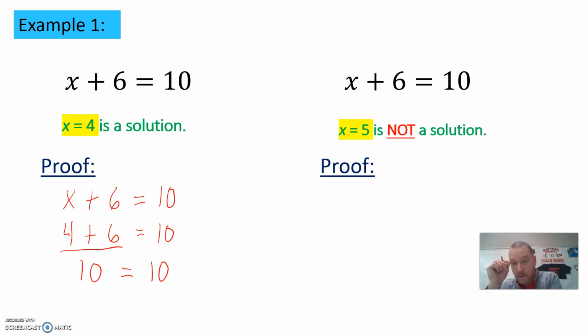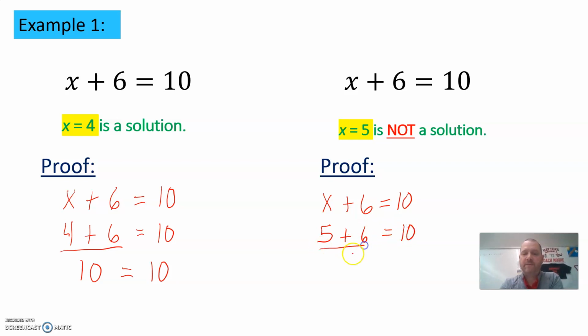On the right-hand side, I have x plus 6 equals 10, and it is saying x equals 5 is not a solution. So let's prove that. Again, if I rewrite the equation, x plus 6 equals 10, and I do the substitution, now I'm substituting 5 for x. 5 plus 6 equals 10. I'm going to solve for 5 plus 6 is 11. 11 equals 10. Is that a true statement? No. 11 does not equal 10. Therefore, x equals 5 is not a solution.